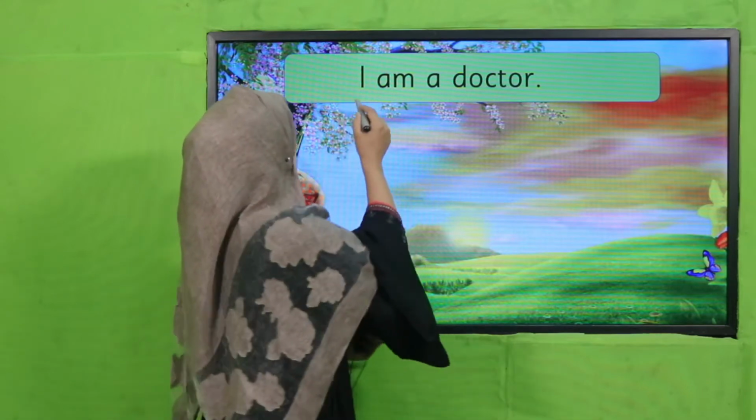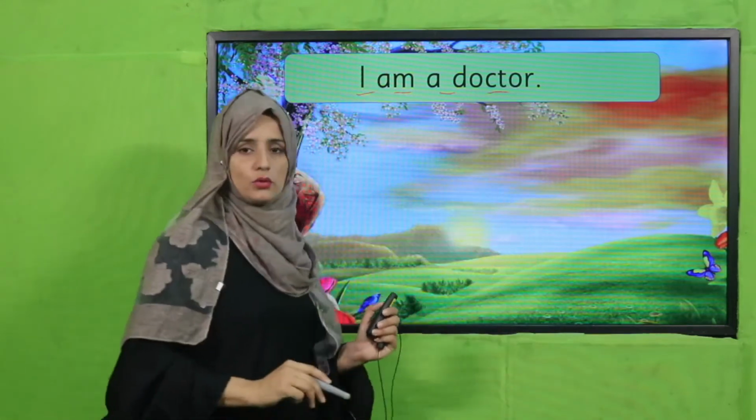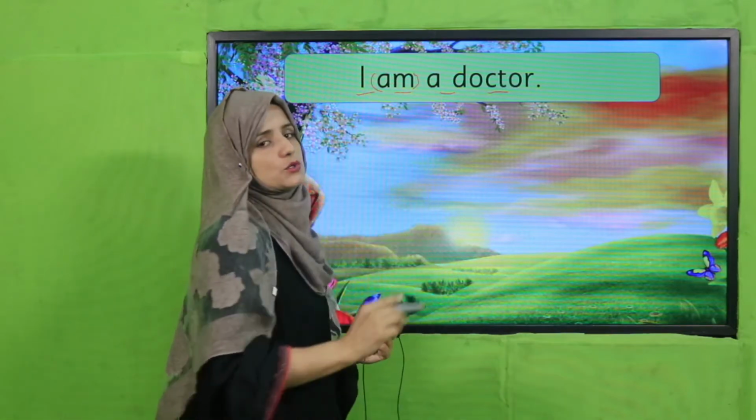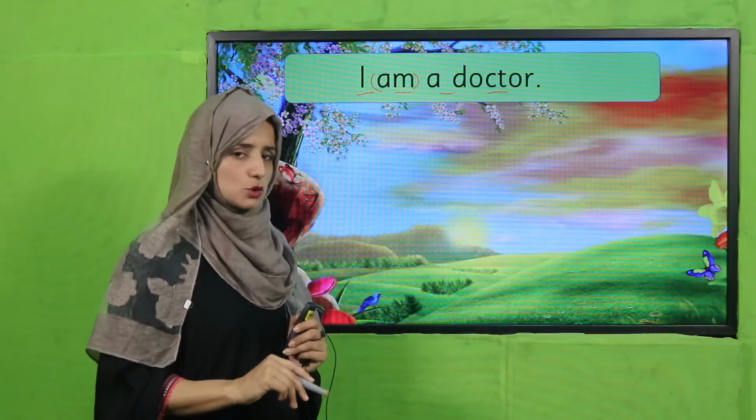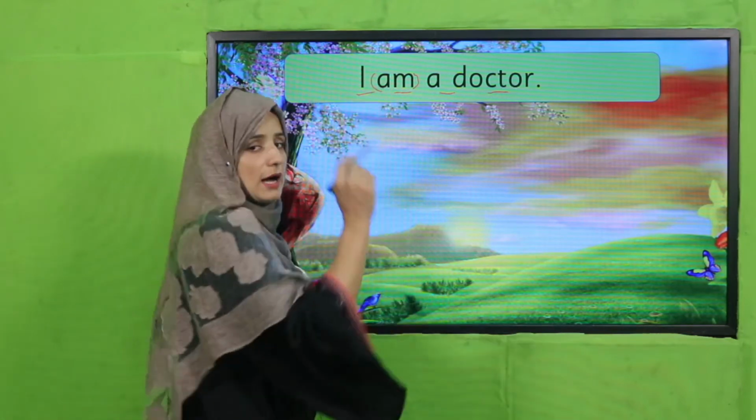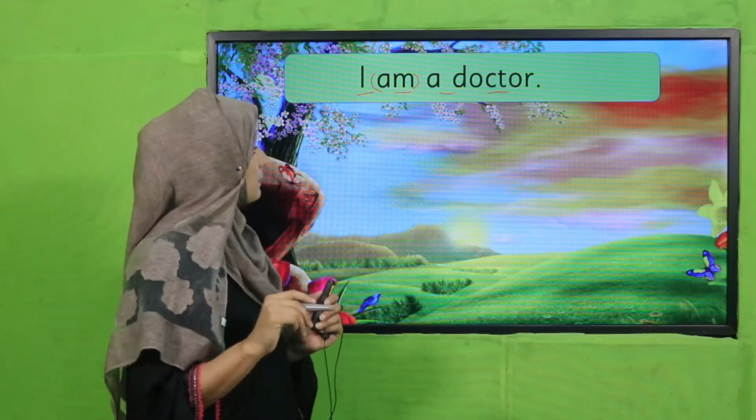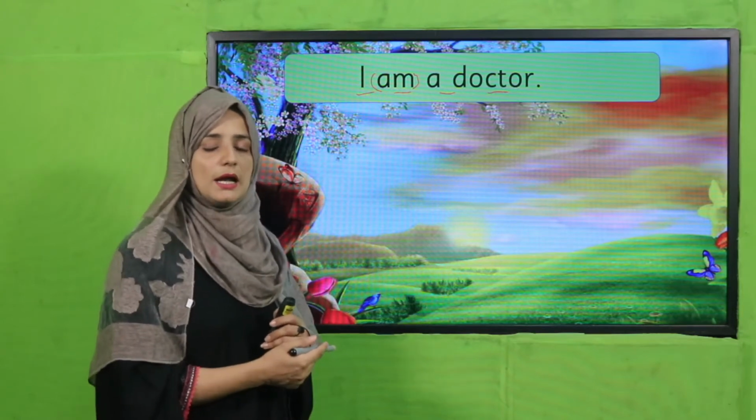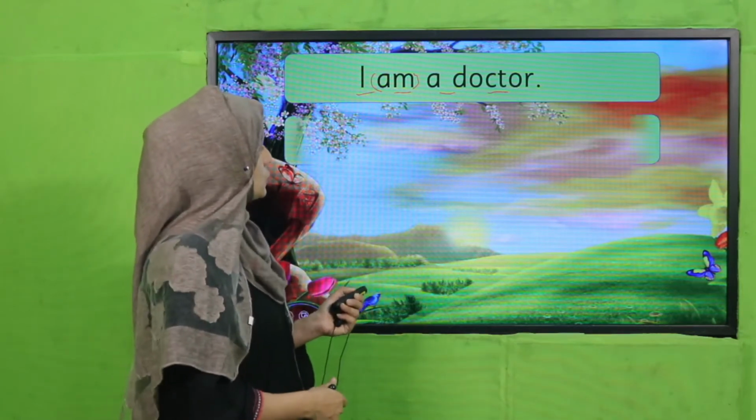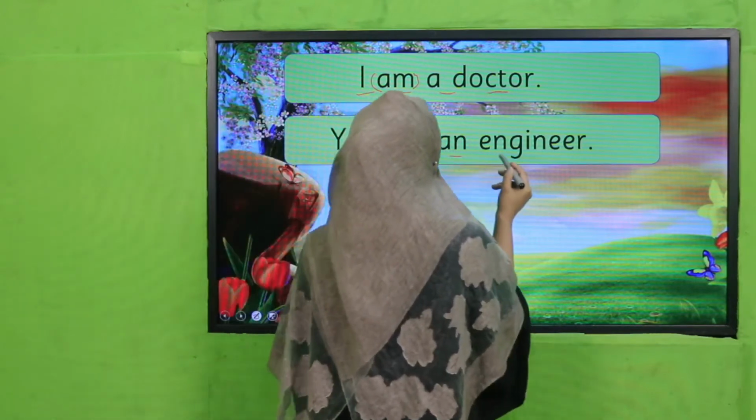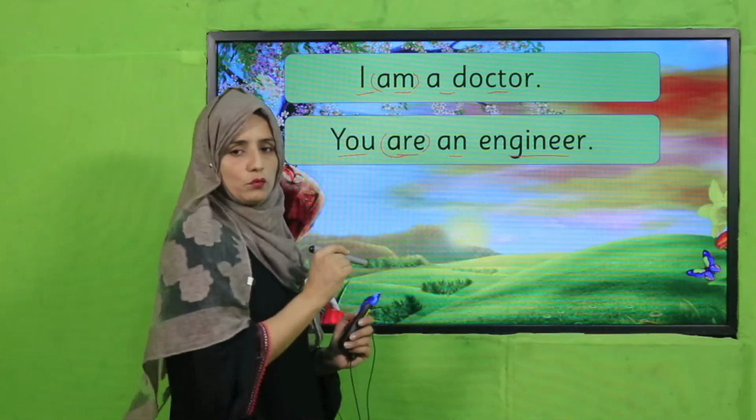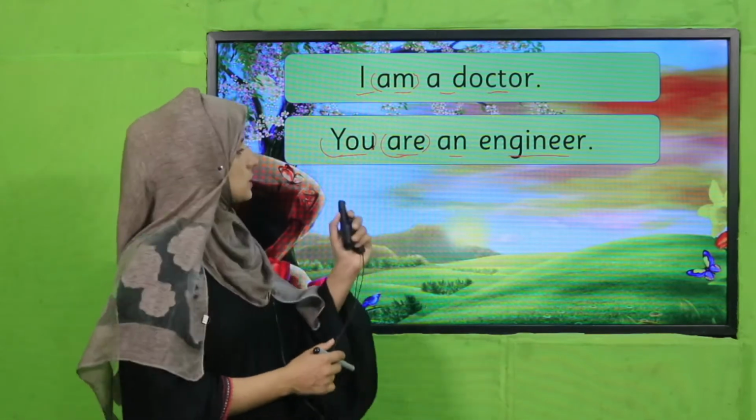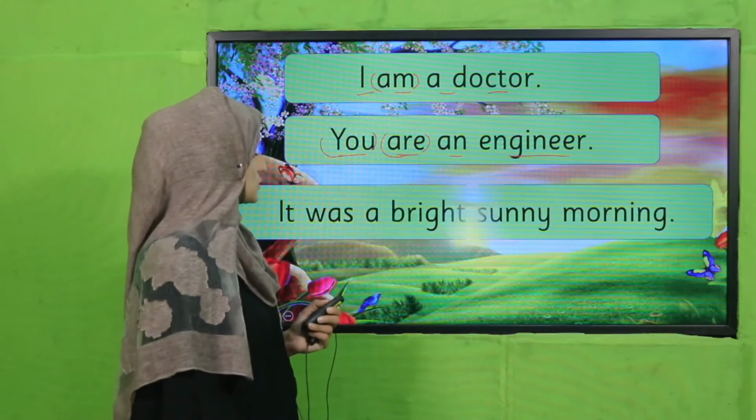How can we make a sentence? I am a doctor. You can judge how I have used it, my dear students. Am is being used there as a main verb. It is also a form of be and we always have to use am with I. Keep in mind this is the formula for how we use these main verbs with different pronouns. See the next sentence: You are an engineer. With you and with plural pronouns and plural nouns, we have to use are in present tense.